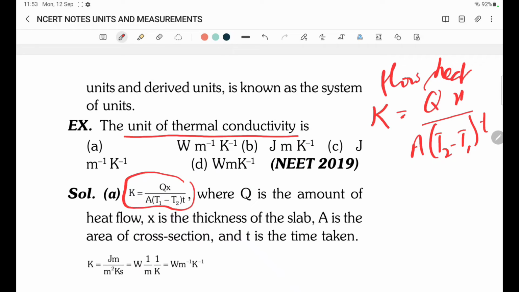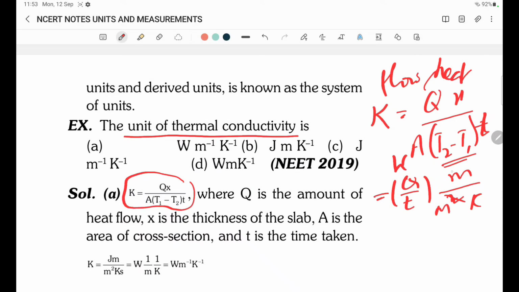Heat is a form of energy, so joule flow means per second. Heat is flowing here, that is nothing but energy per unit time. Q is the heat, X is the thickness, and A is the area of cross section. T2 minus T1 is the temperature difference, and T is the time. So Q by T is nothing but joule per second. This is known as watt. Here X is in meters, here meter square, here it is Kelvin.